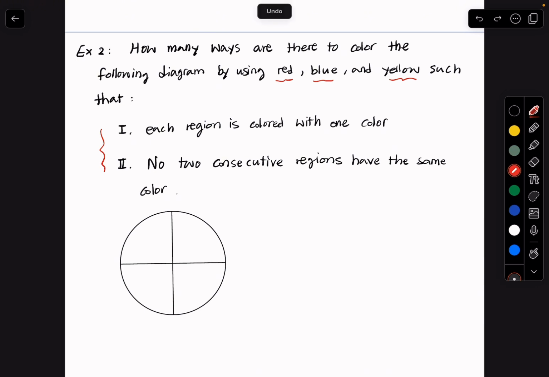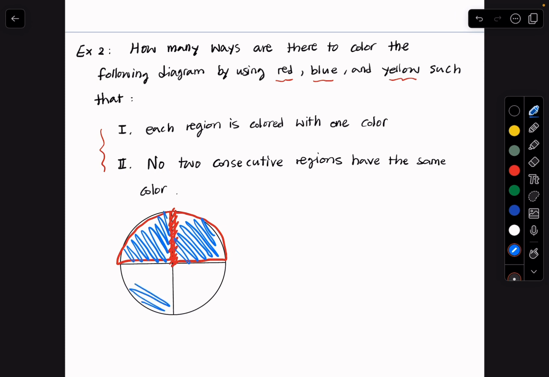Okay, so let's look at the second condition here. It says no two consecutive regions have the same color. So let's say I have this region and this region. I know that they are consecutive because they share a common edge here, and these two regions must be colored with different colors. So let's say I choose blue for the first region, and then I'm not allowed to use blue again in the second region. So same thing, I cannot use blue in this region either.